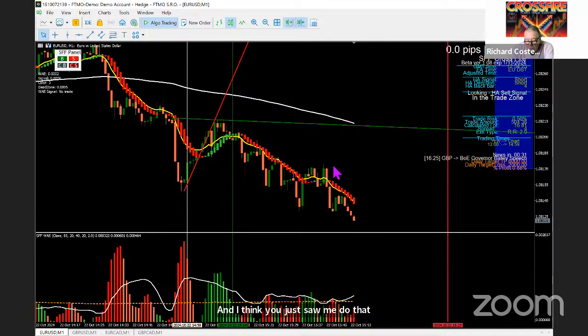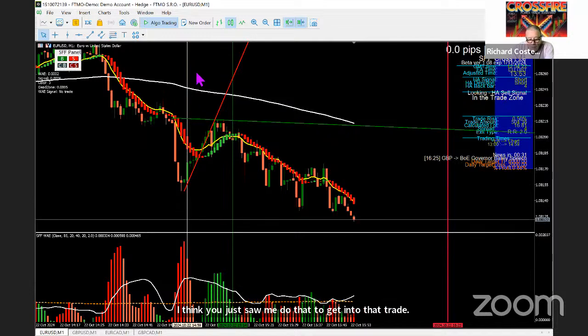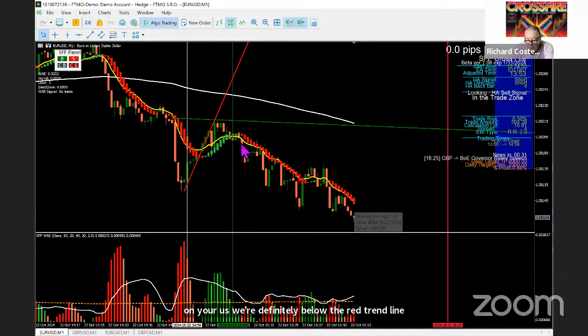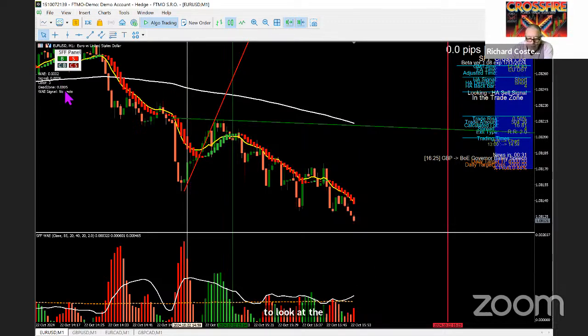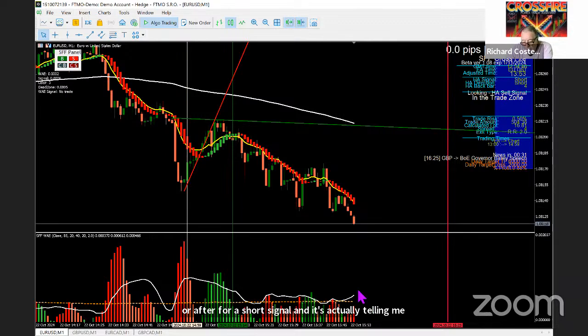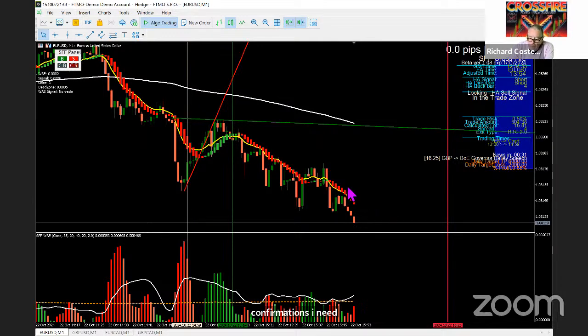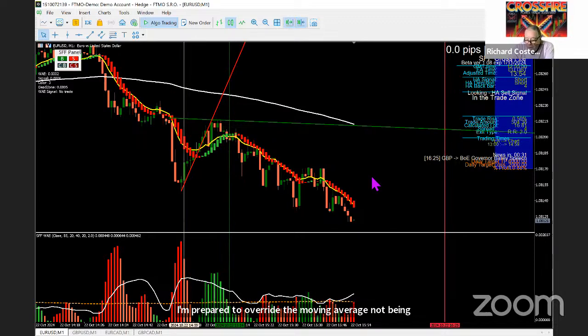Let's just see what's going on. Right, so this is on Euro US. We're definitely below the red trend line. We're in a red wave down, but we haven't had a recent MA crossover. So I then have to look at the Water ATA for a short signal, and it's actually telling me no trade. So that's telling me to keep out. So I've only got 2 confirmations. I need a minimum of 3. I'm prepared to override the moving average not being correct, and I'm not prepared to ignore the other 3.